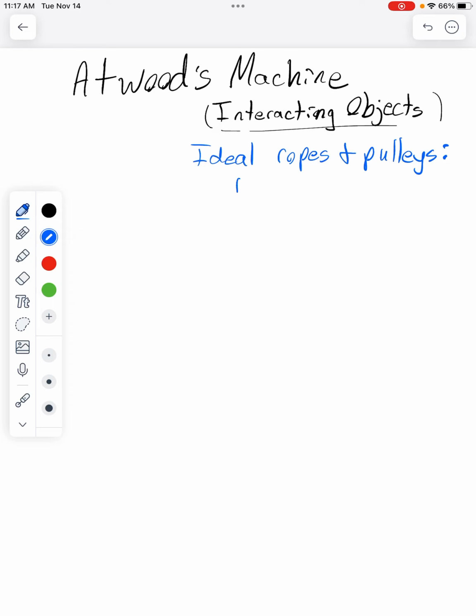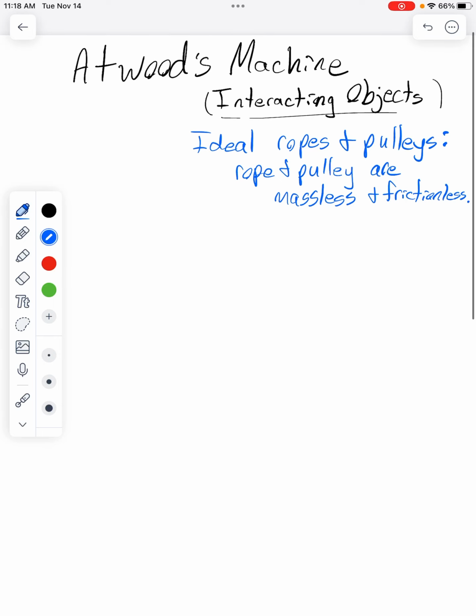This occurs when the rope and pulley are massless and frictionless. And this is an approximation in real-world cases, but that's what we're going to go with, and in many cases, it's a good approximation. In a later chapter, we will learn how to deal with cases where they're not massless or frictionless.